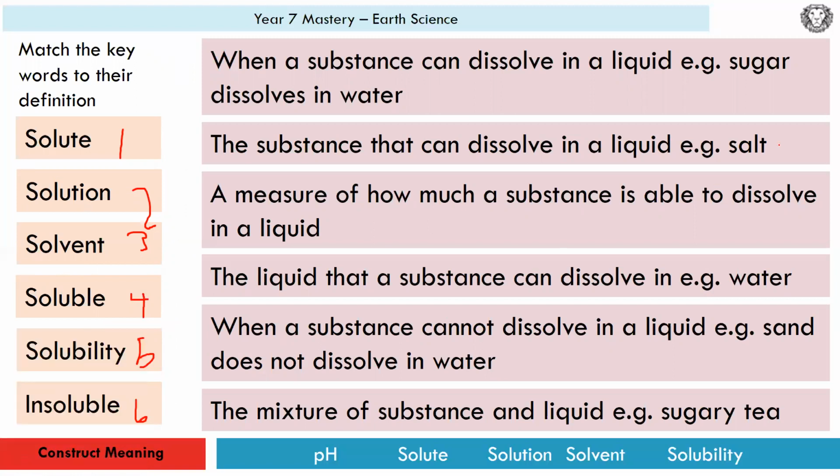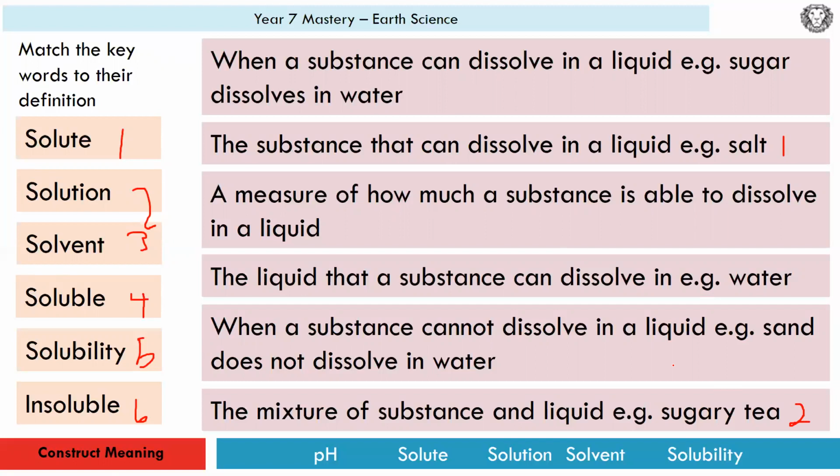Okay, so number 1 is this one, the second one. The substance that can dissolve in a liquid, i.e. salt, that would be number 1. A solution is when a substance can dissolve in a liquid, i.e. sugar dissolves in water. Okay, so let's have a look. Number 2 is down here at the bottom. The mixture of a substance and a liquid, i.e. sugary tea, that makes a solution. So that's number 2.